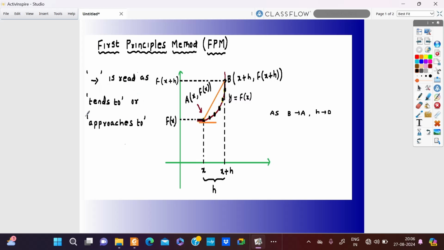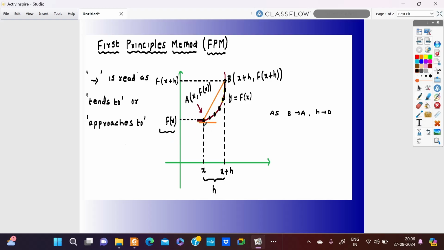This arrow here is read as "tends to" or "approaches to". I consider a random function y equals f of x, and I choose two points on this function, A and B, and name them (x, f(x)) and B as (x + h, f(x + h)). We know the meaning of f of x is basically the value of y for every value of x substituted. I'll repeat this once again. The meaning of f of x is the value of y for every value of x substituted.